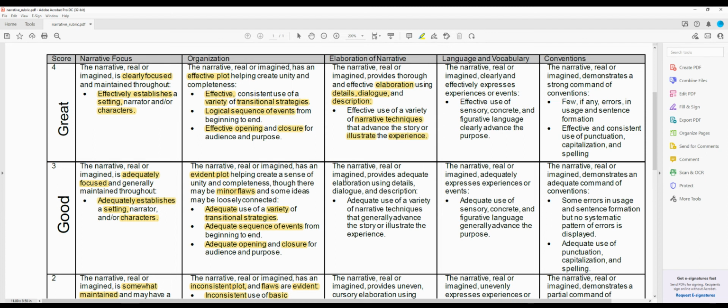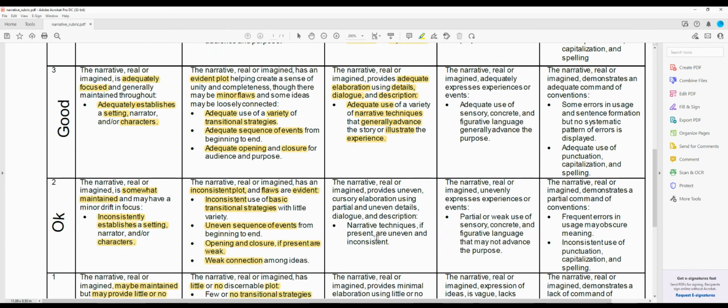Let's take a look at a good paper. The narrative, real or imagined, provides, let's go here, thorough and effective. This one is just adequate elaboration using details, dialogue, and description. Effective use, adequate use of a variety of narrative techniques that generally advance the story or illustrate the experience.